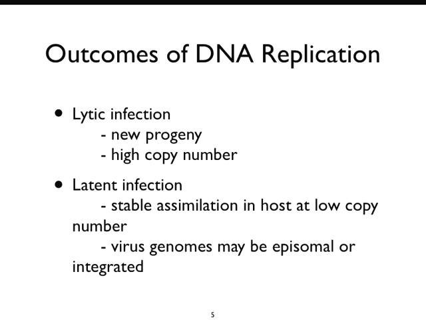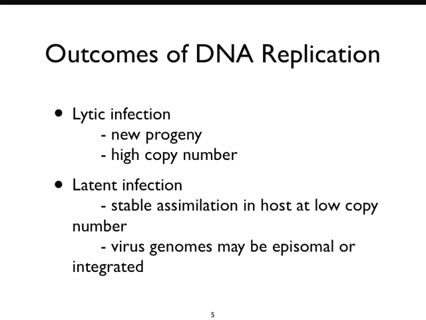So we get new progeny and lots of little virus genomes, and we get high copy number. Sometimes thousands and hundreds of thousands of genomes are made in an infected cell. The other type of infection, which is in some ways much more interesting, is the latent infection.